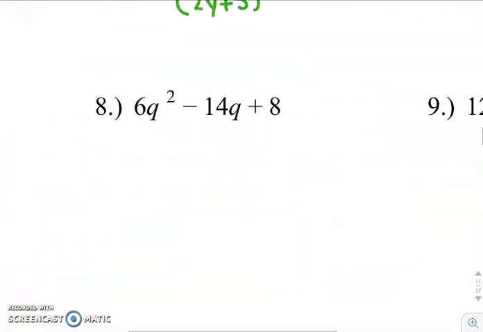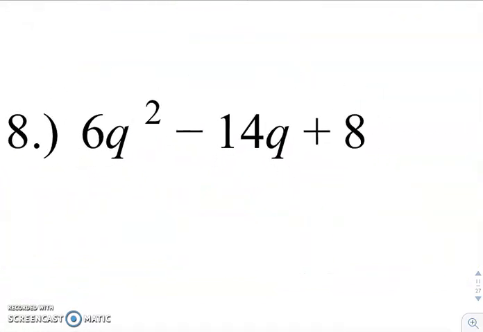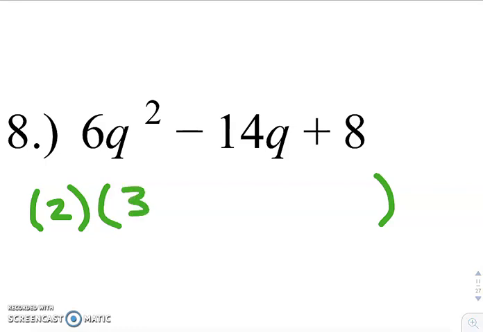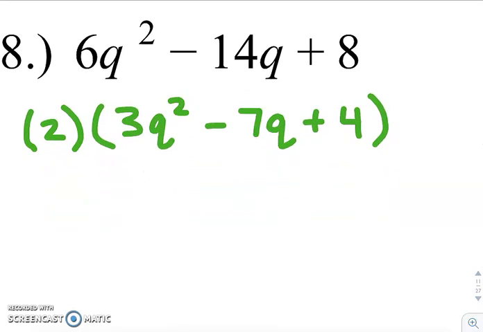So, similar with number 8, can we pull out a common term from 6, 14, and 8? They're all even, correct? So we can factor out a 2. When we factor that out, it's just dividing all of them. So 6 divided by 2 leaves you with 3q squared still. Negative 14 divided by 2 leaves you with negative 7q still. 8 divided by 2 leaves you with 4. So now we'll try to factor this.